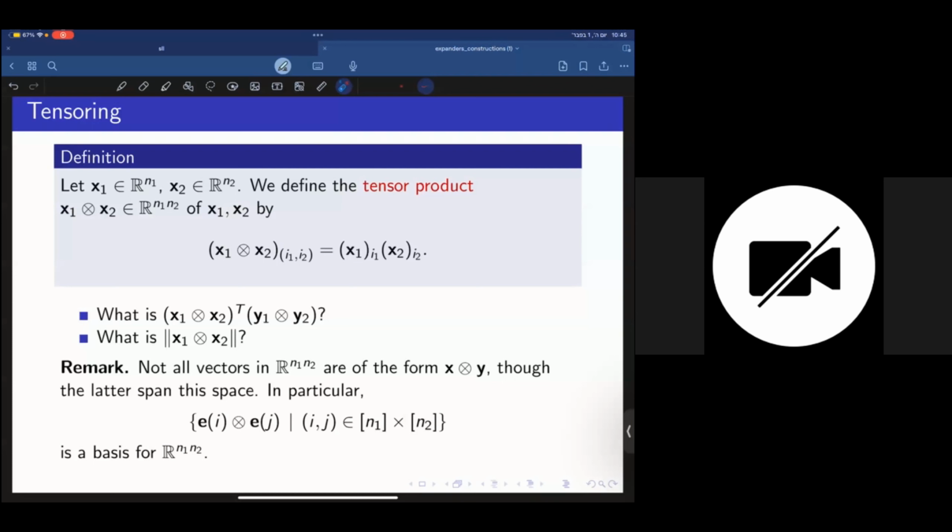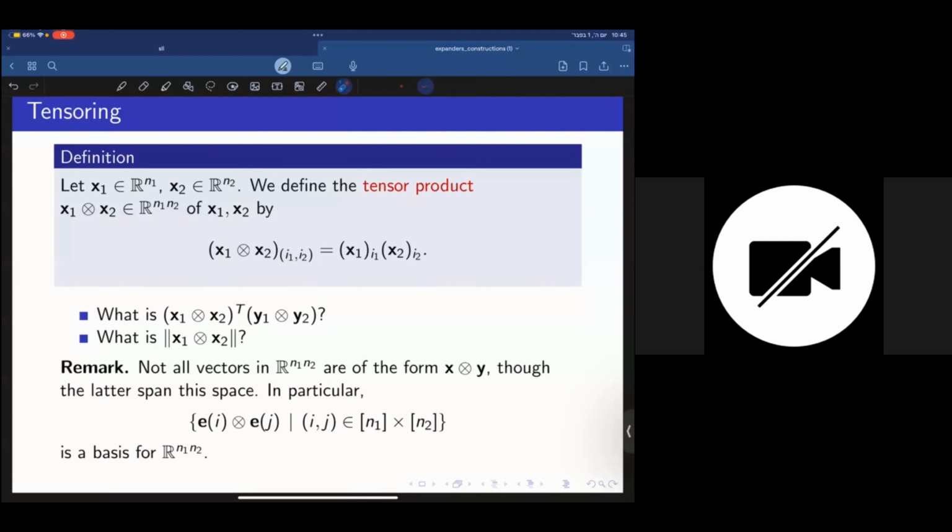But there is the right number of them, linearly independent wise. So you can have a basis. If you take a basis of Rn1, say the standard basis, and a basis of Rn2, and you take the tensor product of everything there, you will get a basis of Rn1n2. So everything is spanned by those, but it's not like every vector is a tensor product.